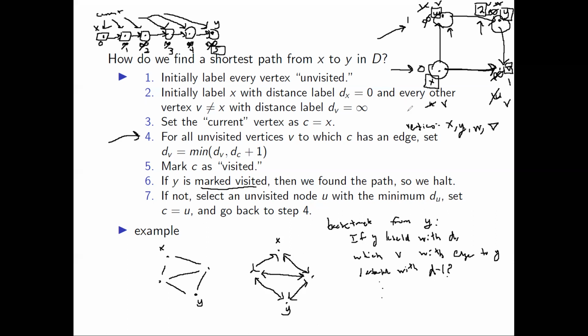So instead of saying unvisited vertices to which C has an edge, you can just look at unvisited vertices for which there's an edge that includes that vertex and C. That's what you'd say for an undirected graph. So we no longer have from and to in an undirected graph. And that's the only difference.